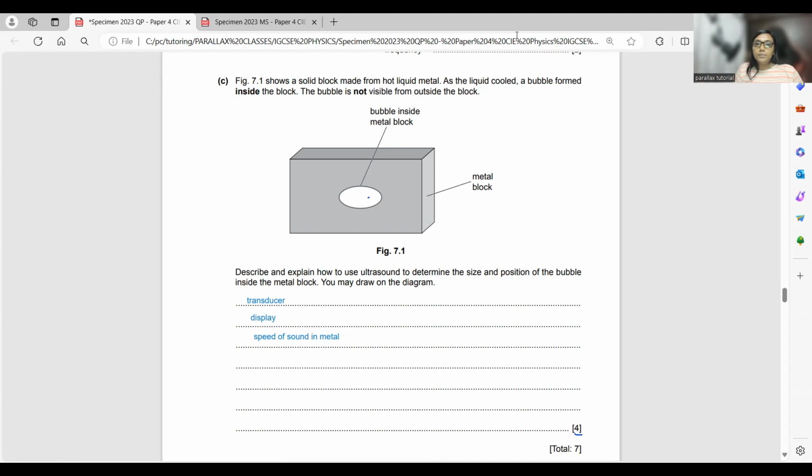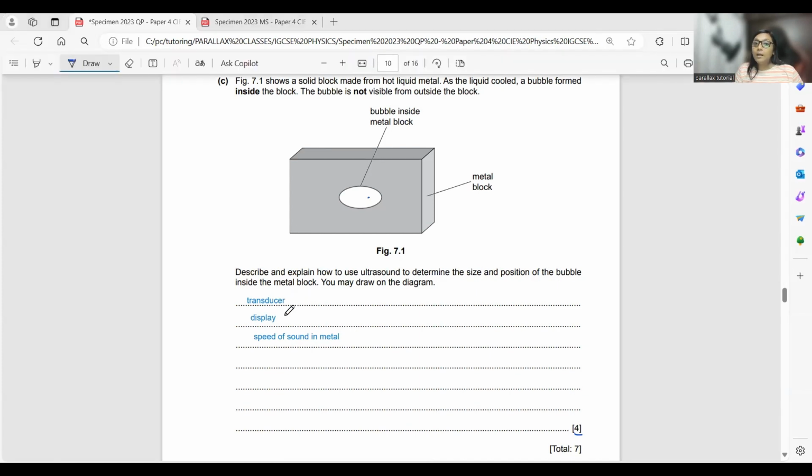So what are we supposed to do here? Describe and explain how to use ultrasound to determine the size and position of the bubble inside the metal block. You may draw on the diagram. So how will you draw on the diagram, and what is the concept behind it? Now see, you have to know the speed of the ultrasound inside the metal block. That is what you should know. So these are some of the points which you should know: speed of the sound in metal.